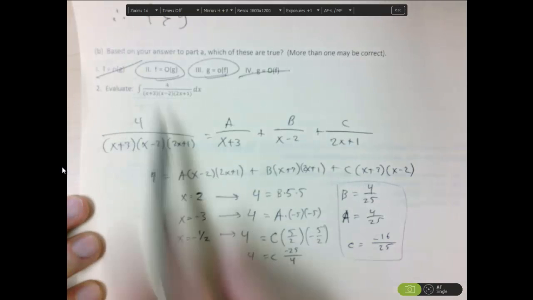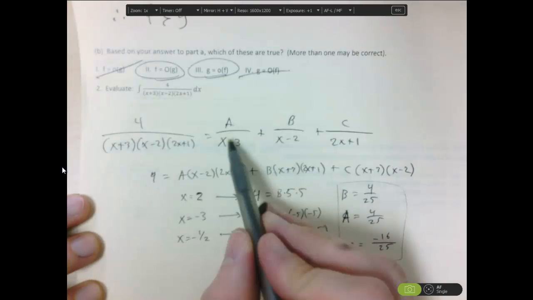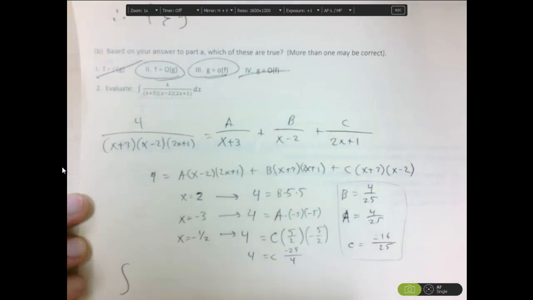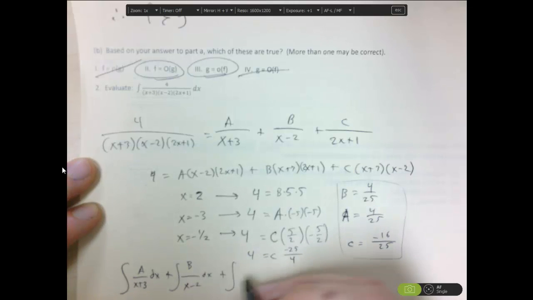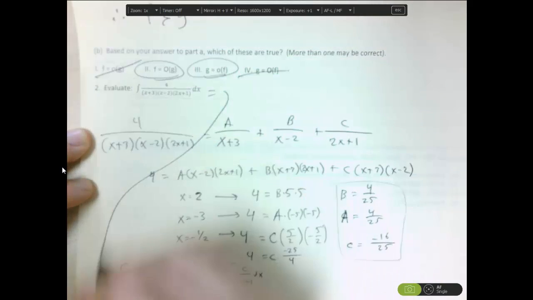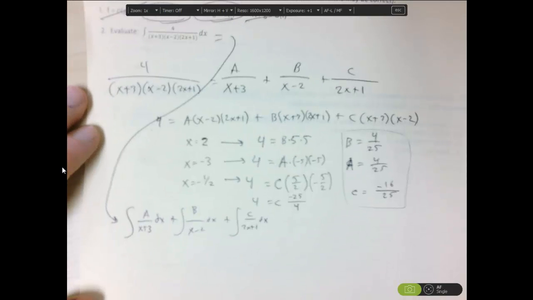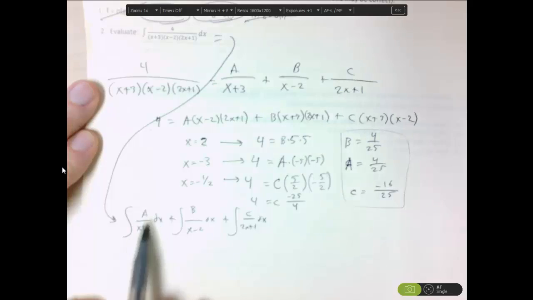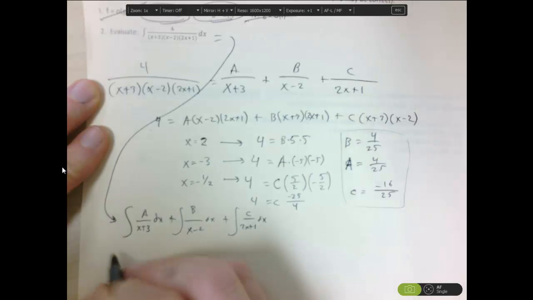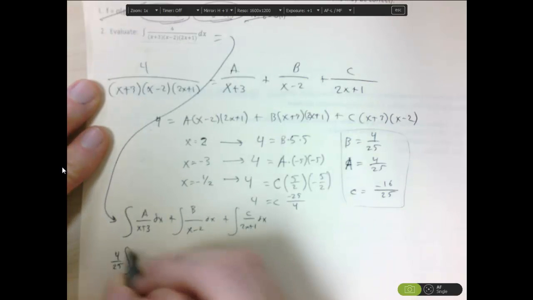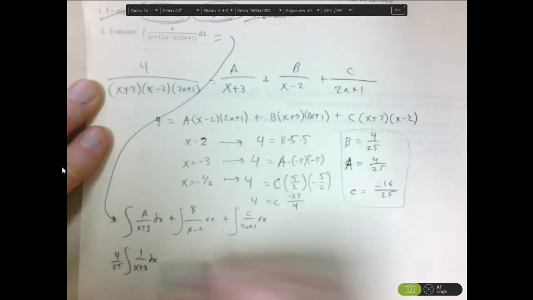So I can rewrite my original integral split up into pieces. So I've got integral a over x plus 3 dx plus integral b over x minus 2 dx plus integral c over 2x plus 1 dx. So the original is equal to that thing. Since a, b, and c are all constants, I'm going to bring them outside the integrals. So I can rewrite this as 4/25, 1 over x plus 3 dx.